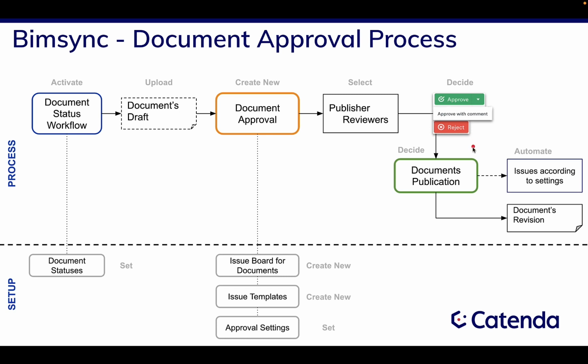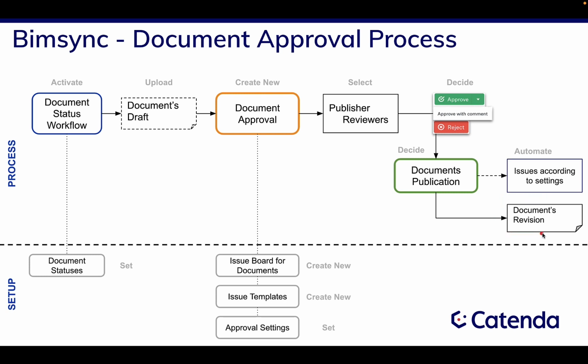But at the very end, before the publication of documents, the publisher will decide what happens to the document. Are they published? Are they rejected? What will the status be for them, etc.? So this is the document publication. And from this action, depending on the settings, issues will be automatically created depending on the approval settings, so that you can keep track of what happened on those documents.